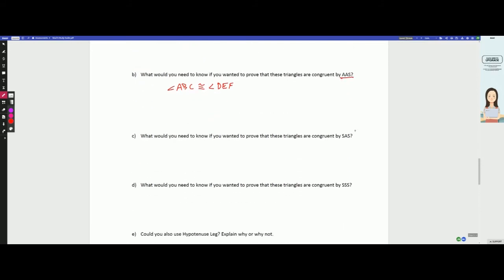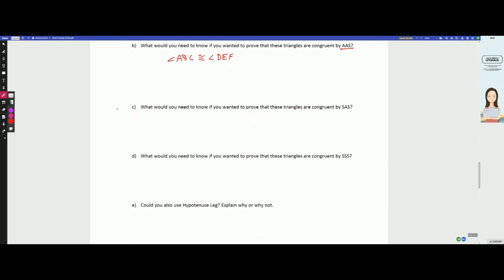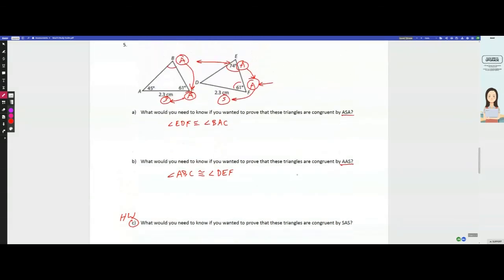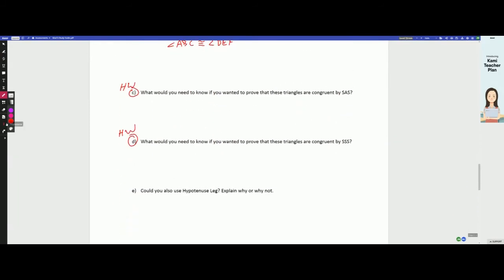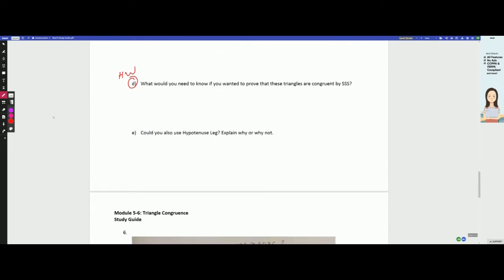All right, so I'll tell you what, I want you guys to test yourselves, test your mettle. Try part C as homework. Same thing with D. Now, could we use the hypotenuse leg congruence theorem? We would have to change a lot, right? Because the hypotenuse leg theorem relies on 90-degree angles. No, unless we change the angles, right?